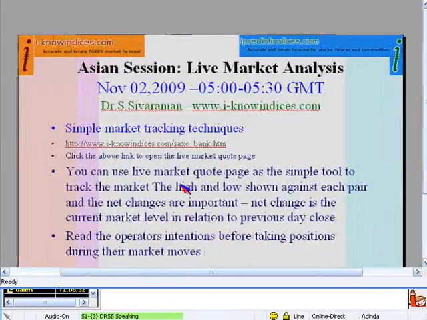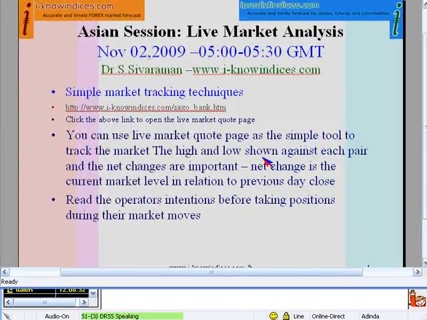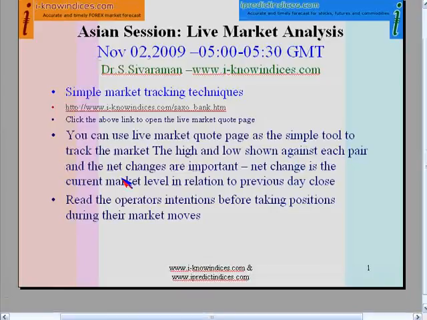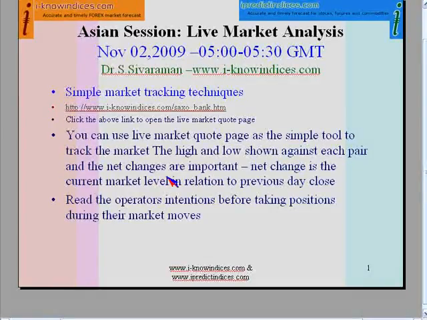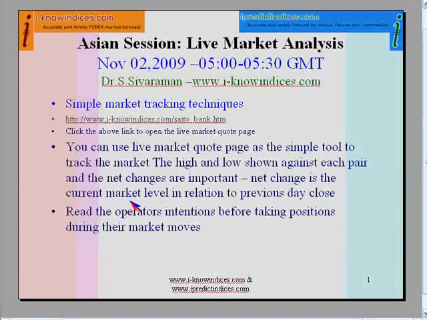So in the live market code page, what is more important for us? The low and the high and also the net changes. So with the help of all the three parameters, we will be able to identify what could be the possible move during the next 1 hour or next 3 hours and things like that. That can be estimated by looking into that of the live market code page alone.